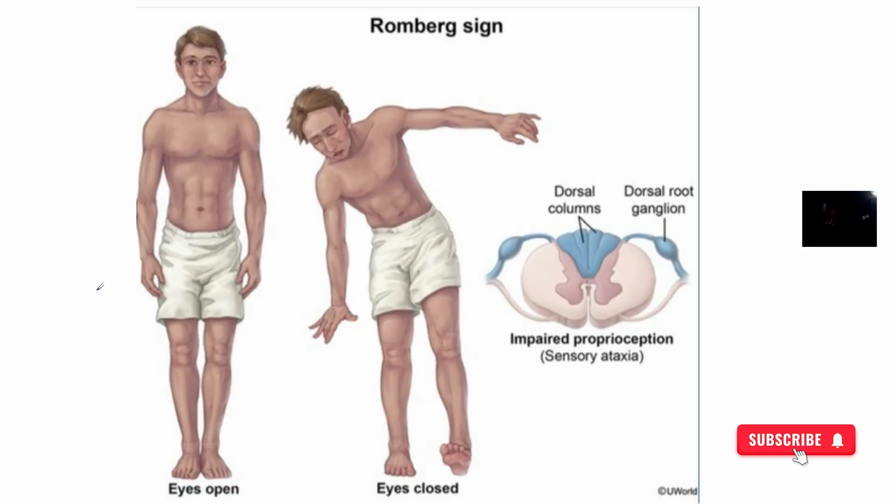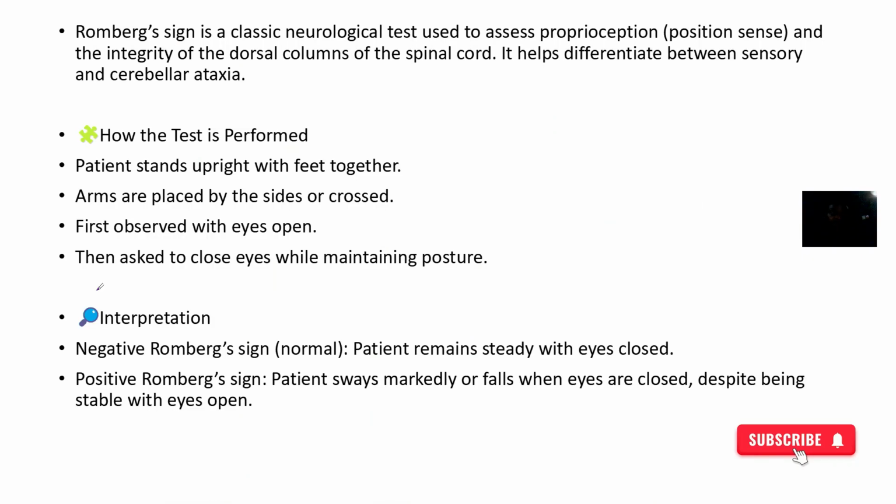So the first one we're taking up is what is known as Romberg's sign. Romberg's sign is simply when a patient's eyes are open, they are steady, but when you ask them to close their eyes, they lose their balance. Do you understand? So you should know that it's a classical neurological test, and it's used to assess what?